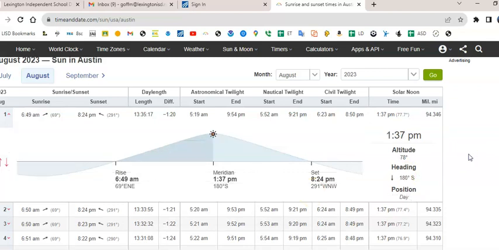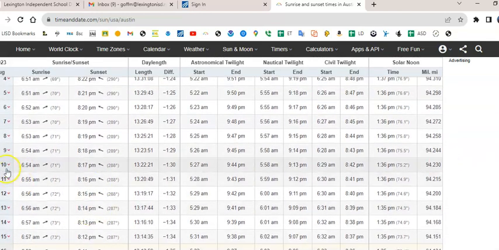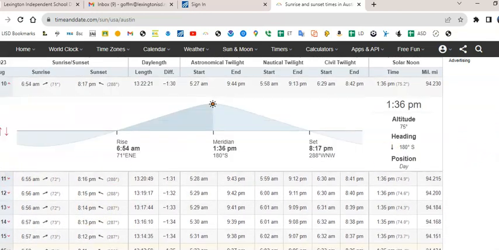And I can do that for any day. Okay? I can go down here for August 10th. Click on August 10th. Here's the sunrise and sunset length. It's a little bit shorter than the day before because the days are gradually getting shorter. Solar noon, when the sun's highest in the sky, is at 1:36 p.m. Here's how far the Earth is from the sun. Solar noon, altitude, which way do you have to face to see the sun, that kind of thing.